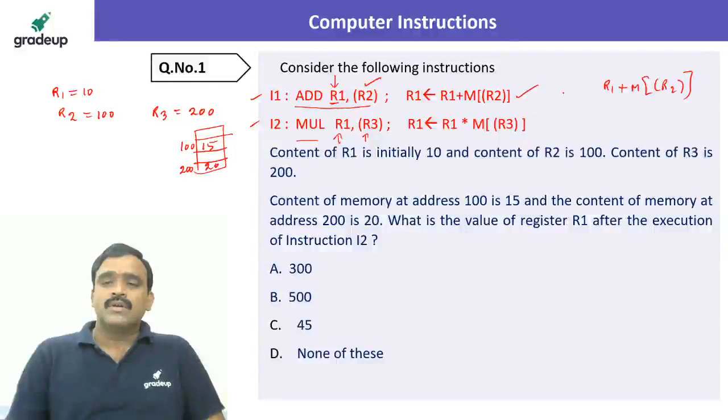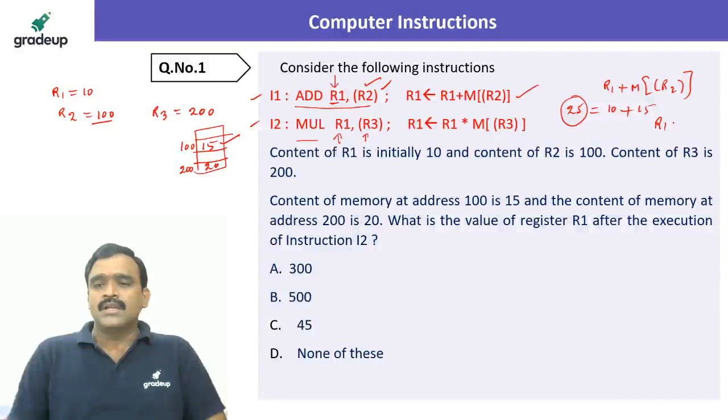So first instruction, what is this? R1 plus M of R2. So what is R1 content? 10. And the content of memory at address indicated by R2. So what is R2? 100. That means through the register R2, I have to go to memory at address 100. That means 15. So 10 plus 15, so you will get 25. So 25 is a value that is to be stored in R1. So the recent value of R1 is 25. The updated value of R1 should be taken in I2.